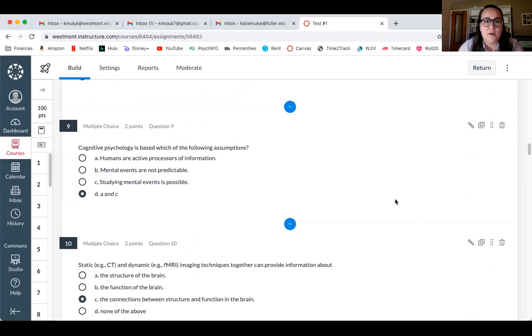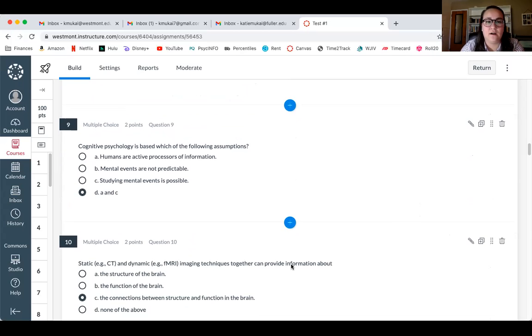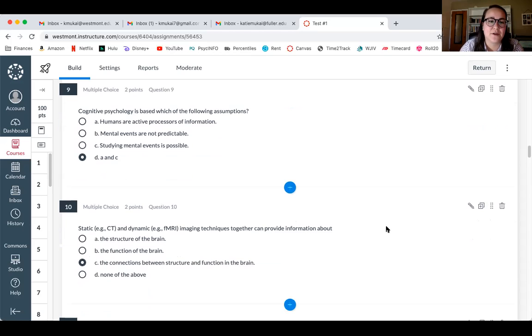So number 9, cognitive psych is based on which of the following assumptions? And the answers there are A and C. Again, it wouldn't be B because that is an assumption of behaviorism, which we know cognitive psychology didn't take much from.